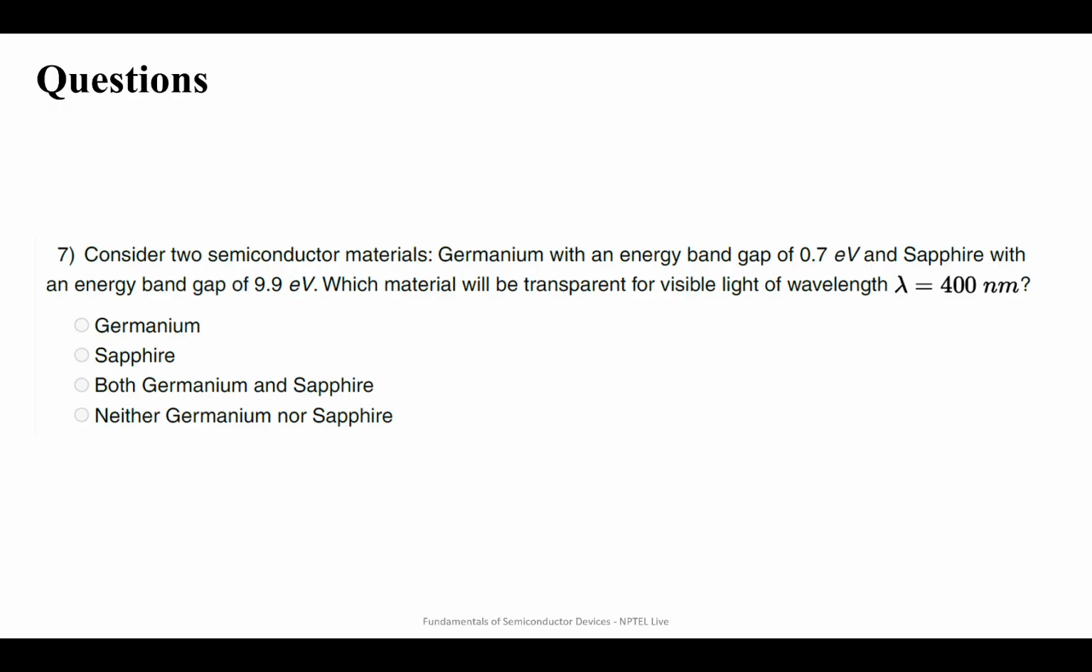Next question. Consider two semiconductor materials, germanium with an energy band gap of 0.7 eV and sapphire with an energy bandgap of 9.9 eV. Which material will be transparent for visible light of wavelength lambda equals 400 nanometer? Germanium, sapphire, both germanium and sapphire, neither germanium nor sapphire.